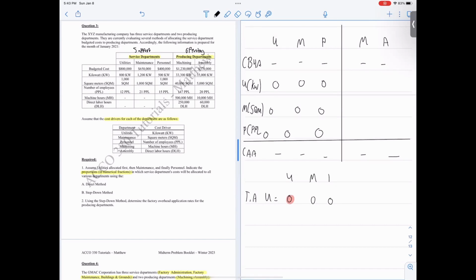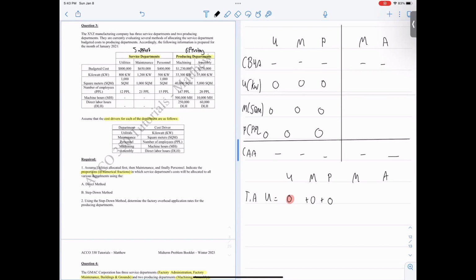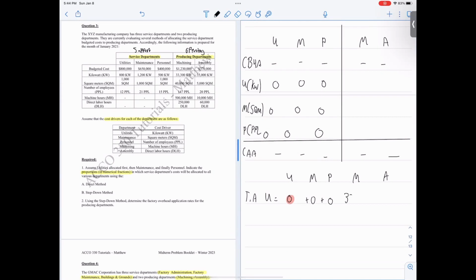So we have maintenance, personnel, then machining and assembly. Machining uses 33,300 and assembly uses 35,000. 33,300 plus 35,000 gives you a total of 68,300. So our proportion for machining is 33,300 of the 68,300. I'm just going to simplify it a little bit by knocking off the zeros at the end: 333 over 683.